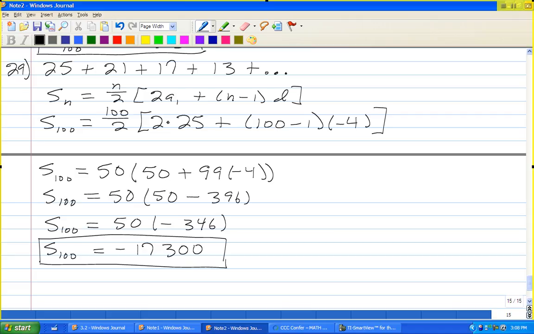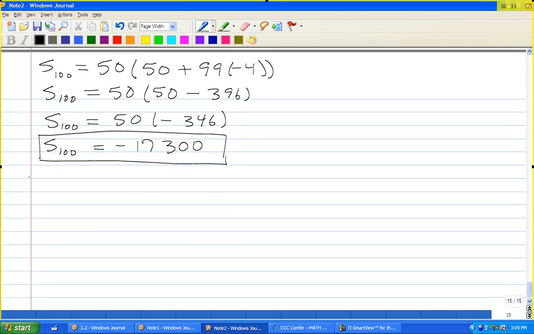31. 2, 7, 12, up to 102. In exercises 1 through 31, find the sum of the arithmetic series. Okay, so in this case, I know the first and last terms, so I'll use the formula for the sum of arithmetic series where I know the first and last terms. But I don't know how many terms I'm adding up, so I don't know n. So I'm going to have to figure that out first.